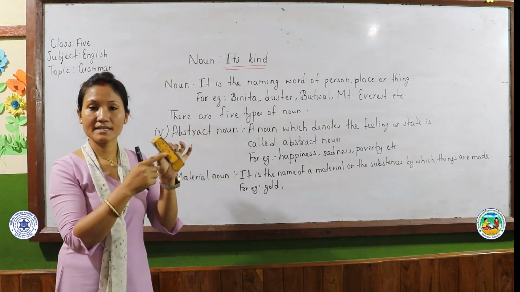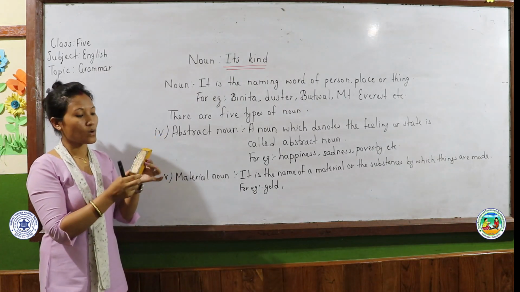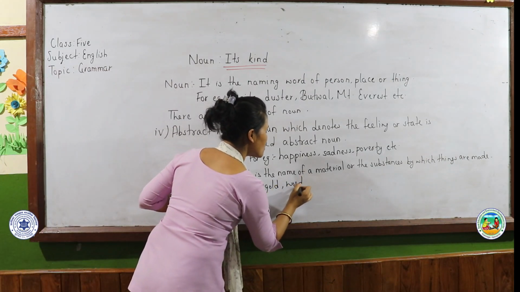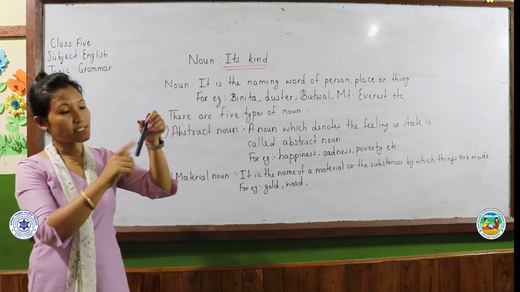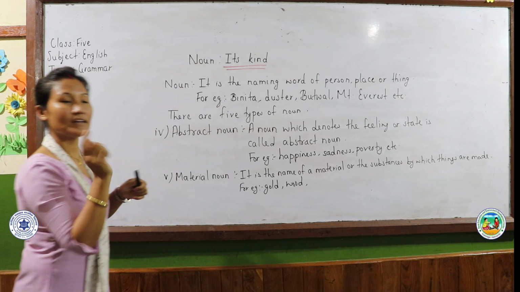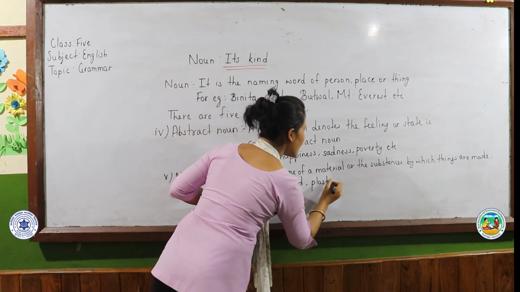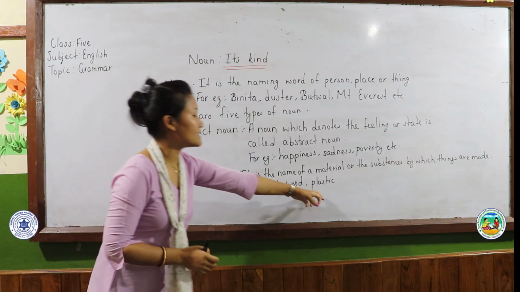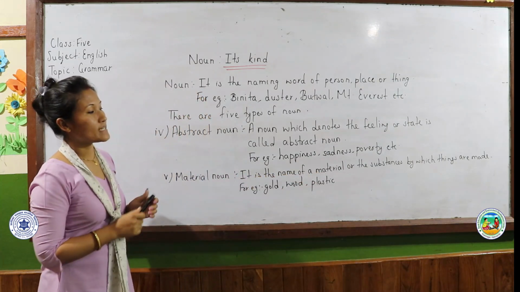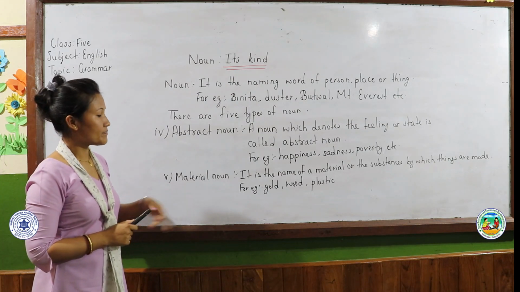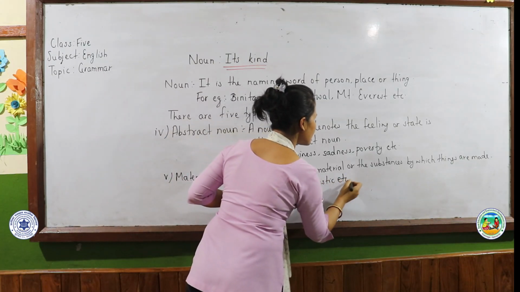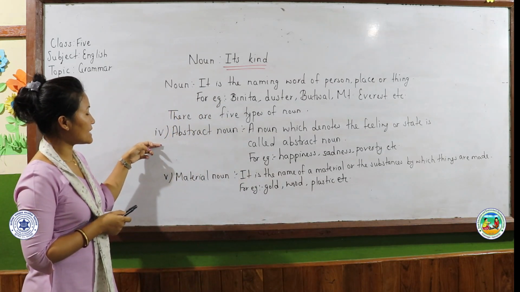Likewise, this is a duster. What is it made of? This part is made of wood. So, wood is a material noun. Now, this is a marker. What is this outer covering made of? It is made of plastic. So, plastic is a material noun. It is the name of a material or the substances by which things are made. For example, gold, wood, plastic, etc. Are you clear about this? Abstract noun, material noun.